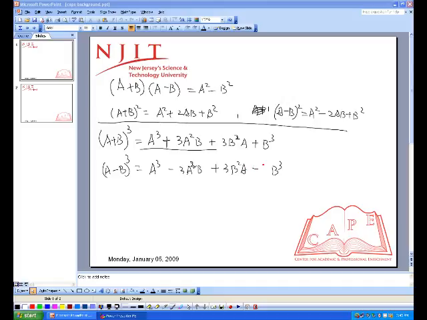Now, how do we do this? Well, I'll give you an example. Let's do x minus 4 cubed. This will be the first term cubed, so x cubed. Let's do the last term also. Its last term cubed is 4 cubed, which is 64.